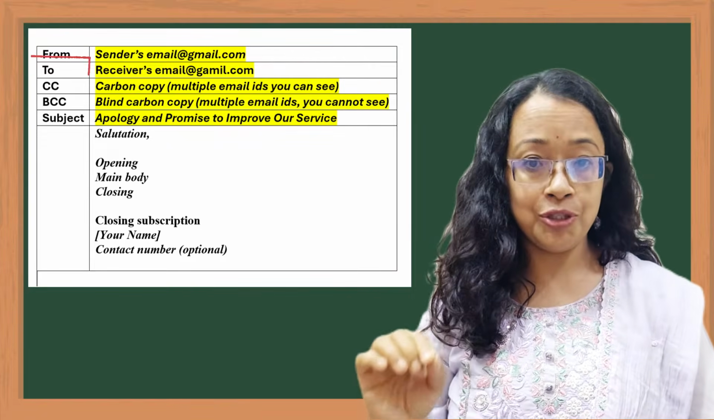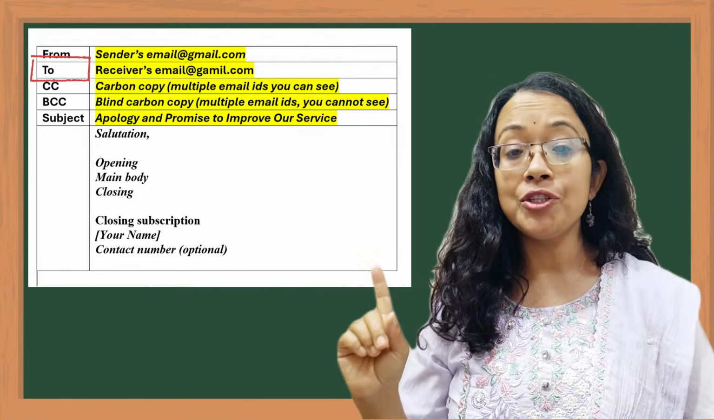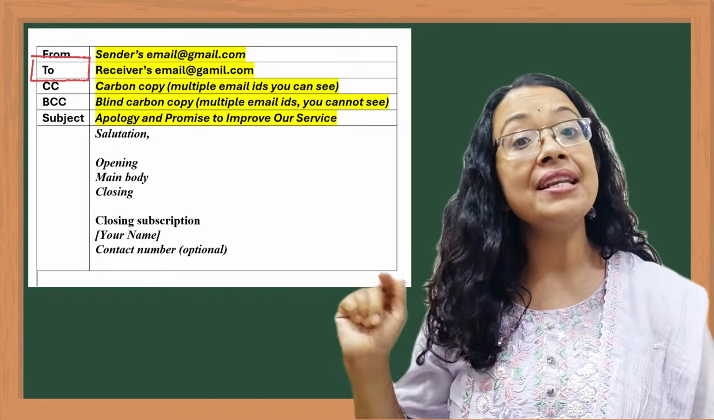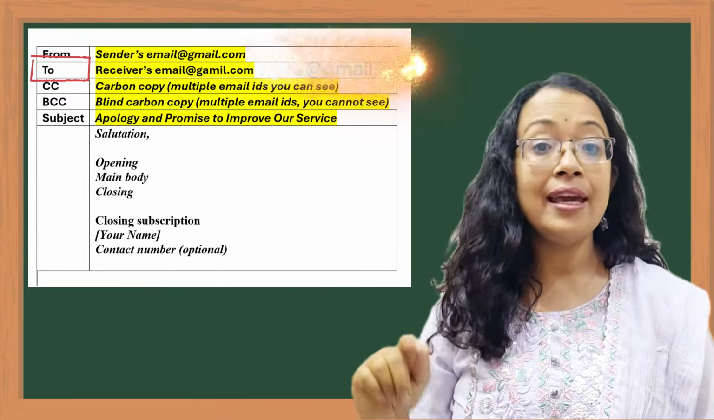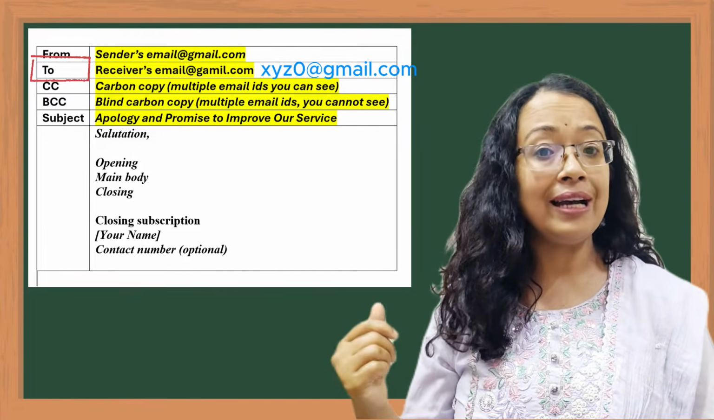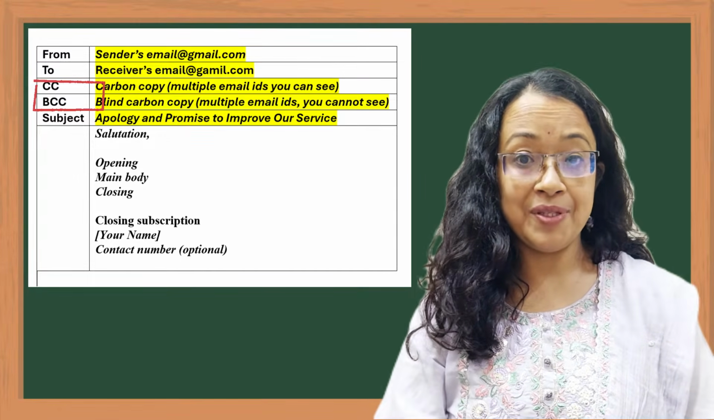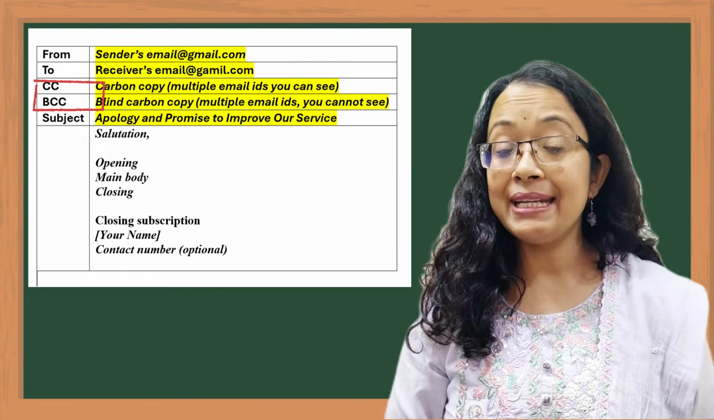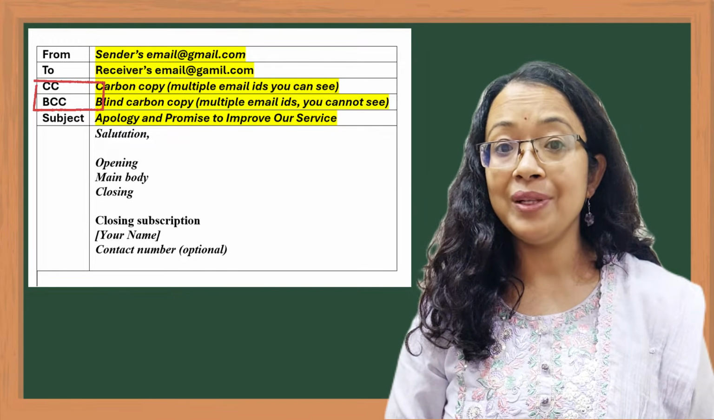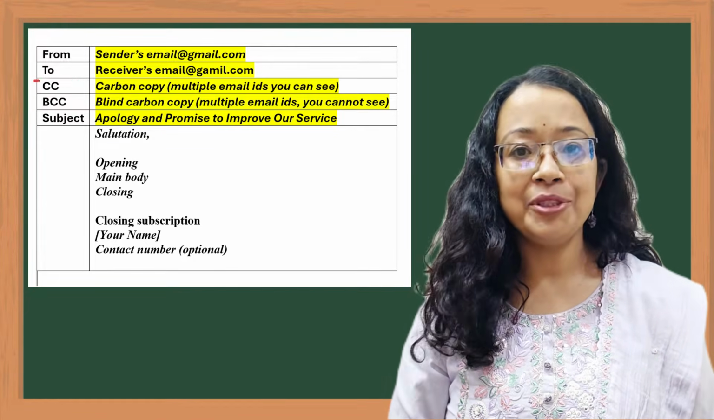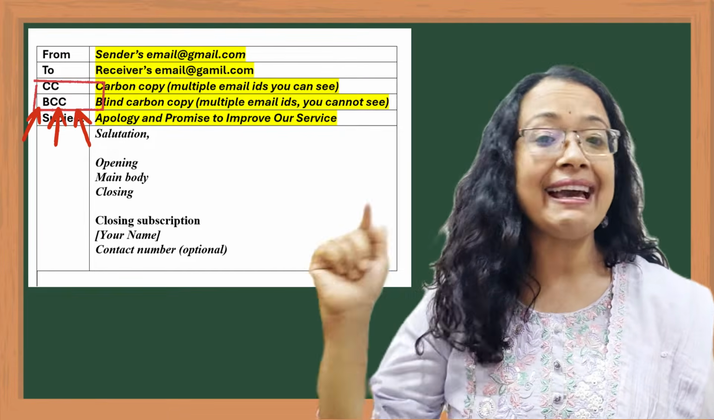And now come to the To. In this section, we are going to write the receiver's email address. For example, xyz0@gmail.com. Now let's talk about CC and BCC. Do you know we can send emails to more than one person at once? And it can be done with the help of this CC and BCC.